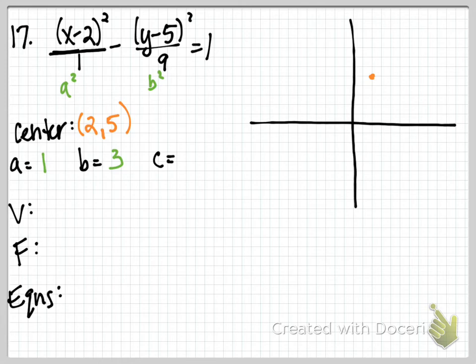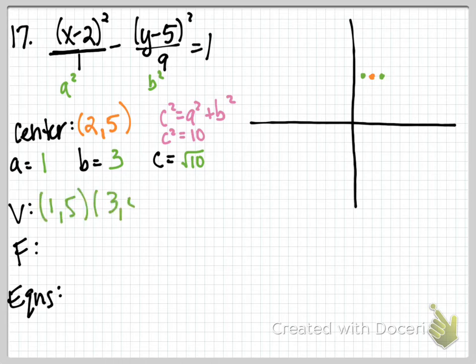Now you also have a different equation to find C. You have C squared equals A squared plus B squared. So we have that C equals square root of 10. Okay? Now, in order to draw your hyperbola, the A or 1 is paired under the x's, so that's left 1 and right 1. Those are going to be your vertices. So your vertices are at the points 1, 5, and 3, 5.